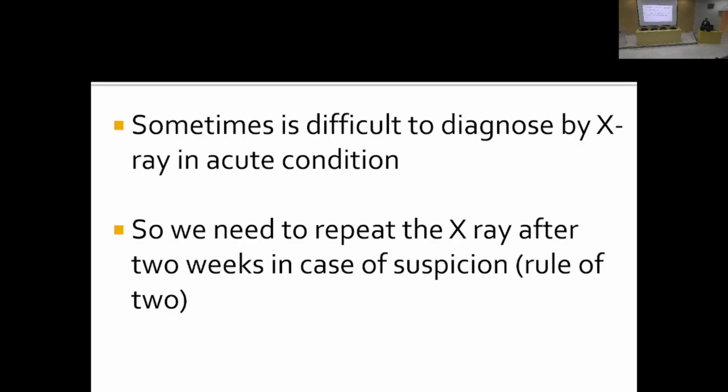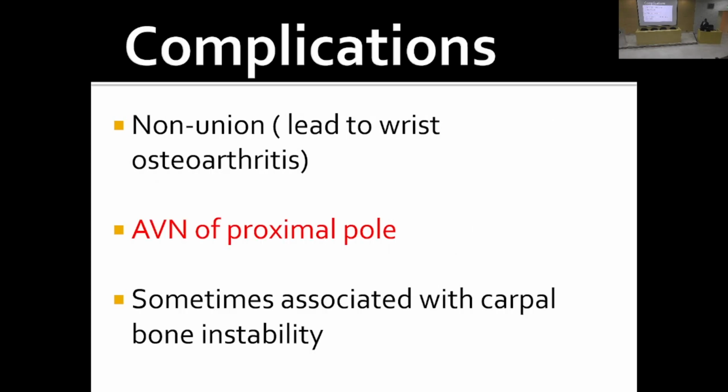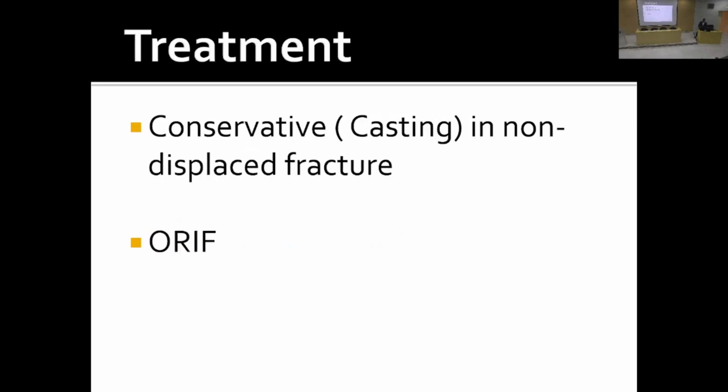Sometimes it is difficult to diagnose by X-ray في acute condition, so we need to repeat the X-ray according to the rule of 2 بعد 2 weeks. كويس؟ ممكن يحصل لنا non union لأنه قلنا vascular necrosis معناته associated with non union. Vascular necrosis معناته الحتة بقت not viable لأنه ما في بلد ماشي للبون، صح؟ طيب sometimes associated with carpal bone instability برضه، وتريتمنت كونزرفاتيف لو كاستنج اللي هو بنحط سكافويد بلاستر إن نون ديسبليسد فراكشر، وبعد ذاك أو نعمل لنا حاجة بنسميها هيربرت سكرو.